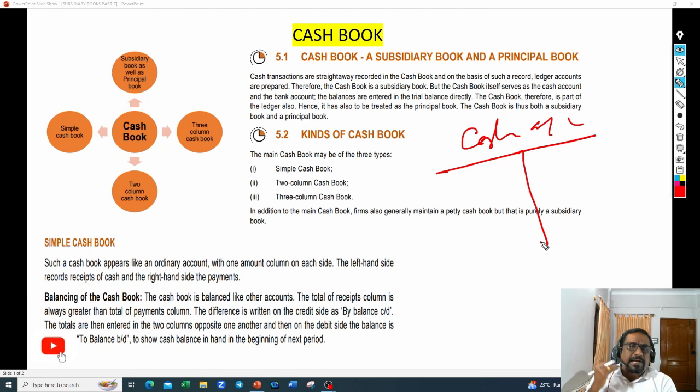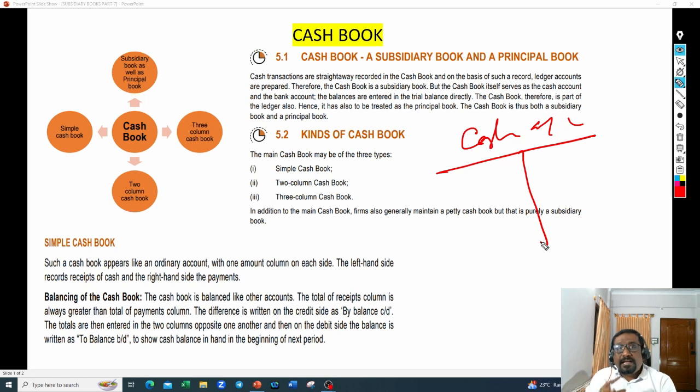Once we get into the two columnar cash book, three columnar cash book or petty cash book, that could be a different story, as there could be some additional columns added. But when you look at the cash account in the ledger and the cash book, they look similar. When I maintain the cash book, there is no need for me to maintain the cash account, because the cash book acts as a cash account as well.